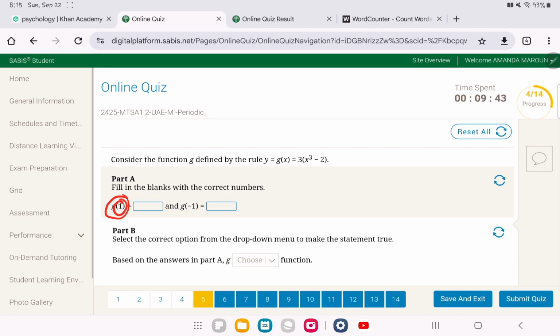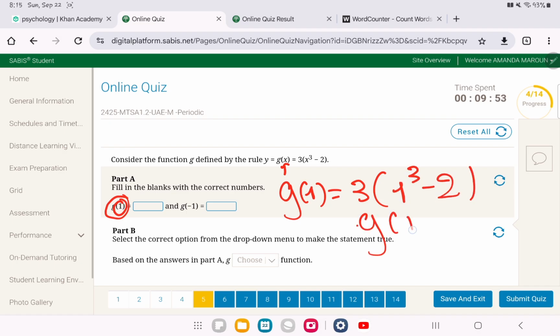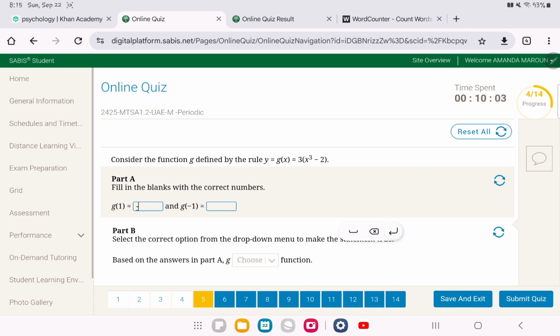So we put 1 instead of x. So g(1) is equal to 3 times 1 to the power of 3 minus 2. So then g(1) is equal to 3 times 1 minus 2, which is minus 1. So 3 times minus 1 is minus 3. So g(1) is equal to minus 3.